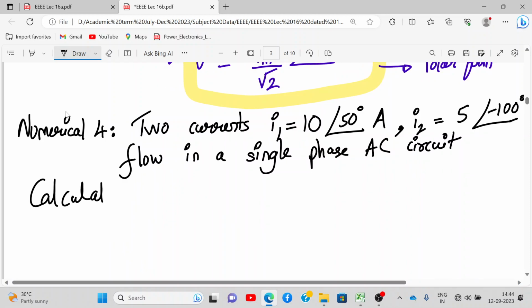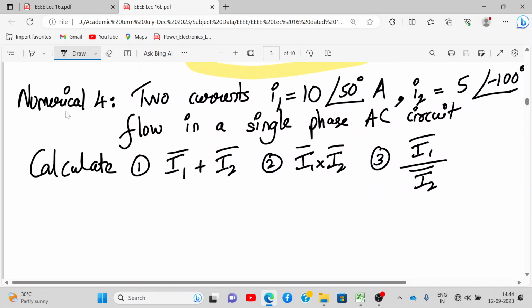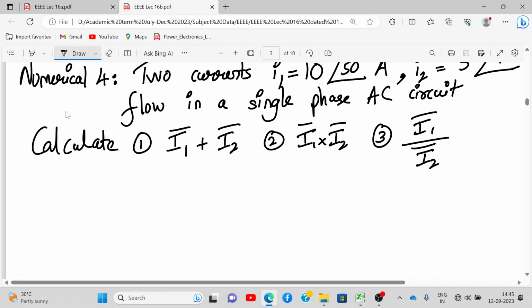Calculate first I1 plus I2, second I1 into I2, these are vector forms, and third, I1 divided by I2. Meaning that we need to add, we need to multiply, and we need to divide. Multiply and divide in which form? Polar form. In polar form we have to convert it, and for adding, rectangular form. Correct. First we'll do the second and third. Okay, so let's solve it together.